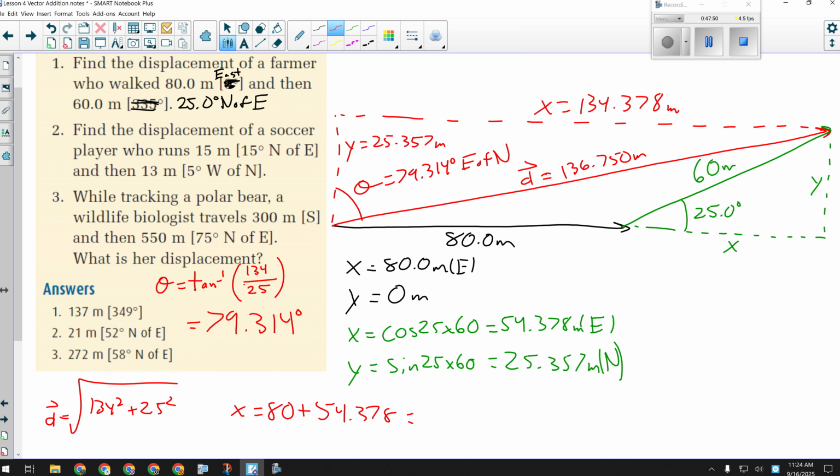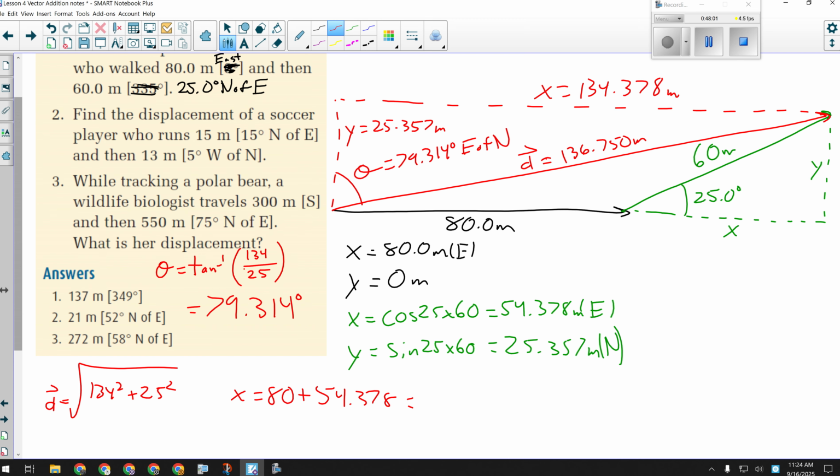Okay, how many significant digits can my answer have? 3. Everything I was given had 3: 80.0, 60.0, 25.0. So everything has 3 significant digits. My final answer would be that the displacement is 137 meters at, for me, 79.3 degrees east of north. Or you could have 10.7 degrees north of east. If you drew the triangle the other way, that's the number you would have got.